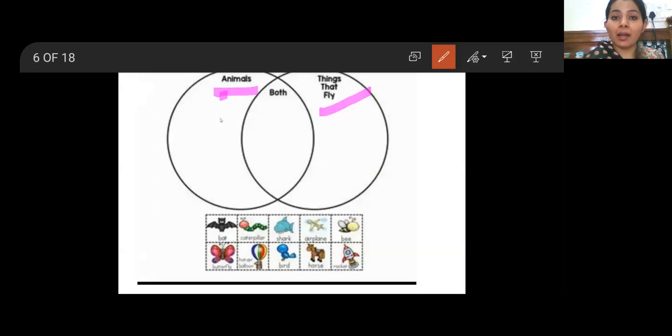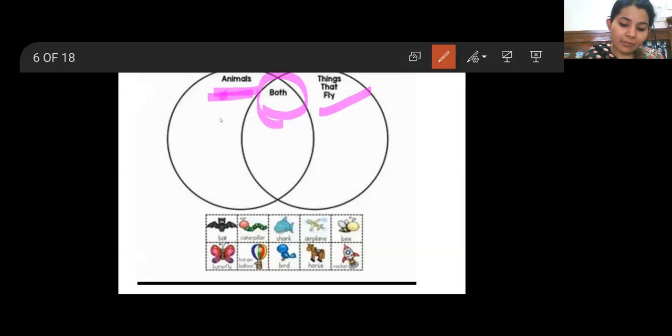Now things are non-living. We are not talking about birds or any other creature. It is things. And on the other hand, animals, and both. Now here both will mean animals that can fly. All right.